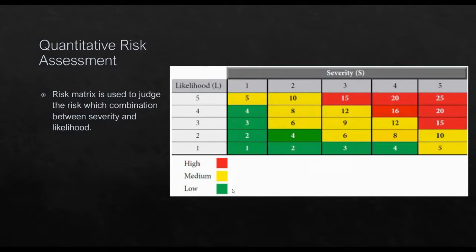So for example, for the low level of the risk, we can see the severity and the likelihood. Okay, as I mentioned, the risk equals severity multiplied by likelihood. So severity and likelihood between number 1 to 4. The range 1 to 4 is considered low risk. And then 5 to 12 is considered medium risk, while 15 to 25 is considered high risk.